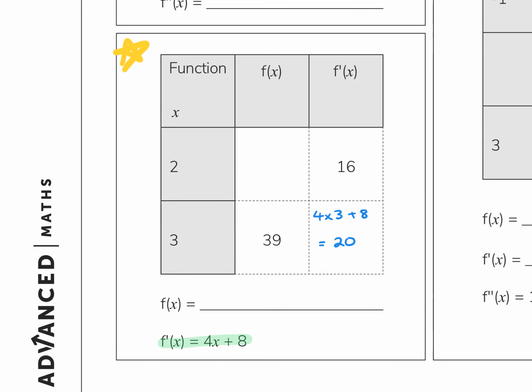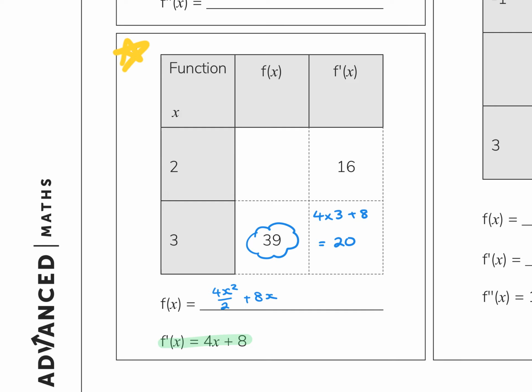They might spot that the opposite to differentiating an expression would be to simply add 1 to the power and then divide by that new value. So we would get 4x squared divided by 2 plus 8x. Then they might notice that substituting x equals 3 into this expression doesn't give us 39. And so they'll need to realise that we need to include a constant value to make this expression make sense.